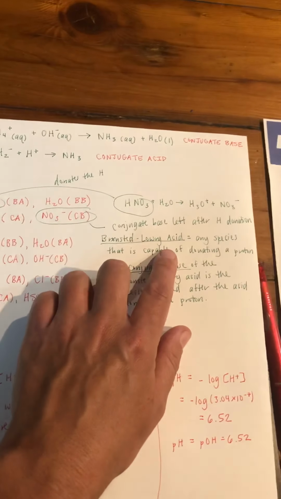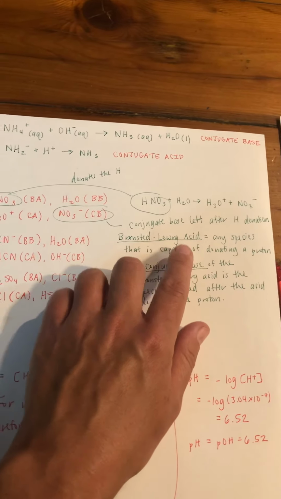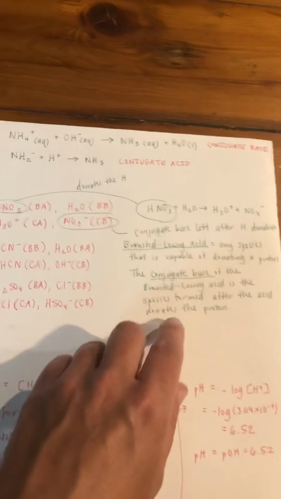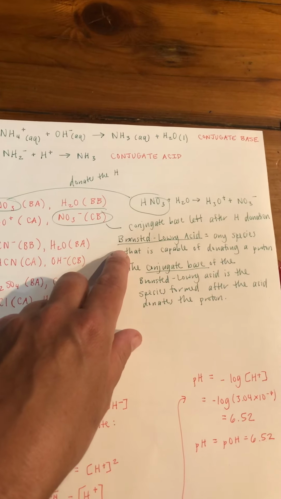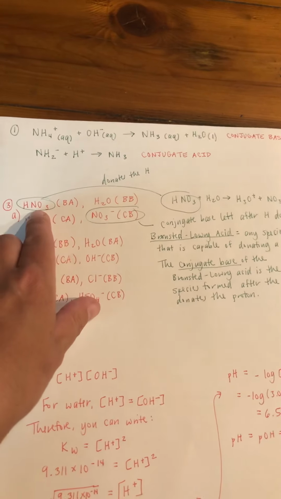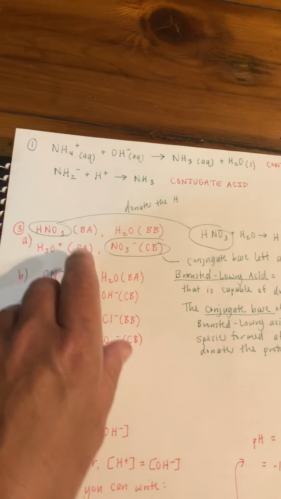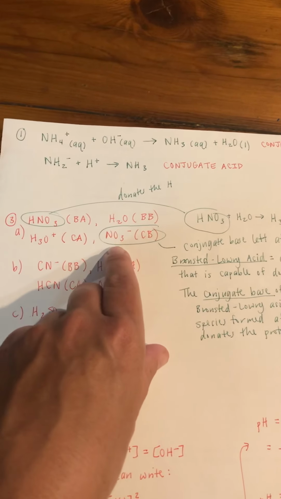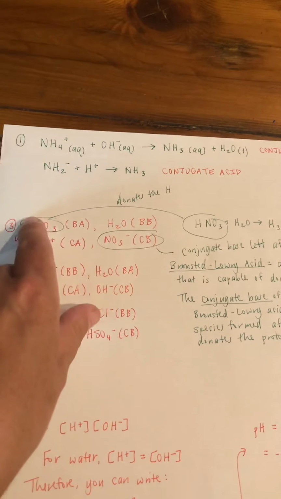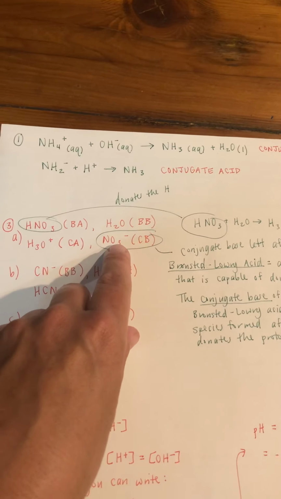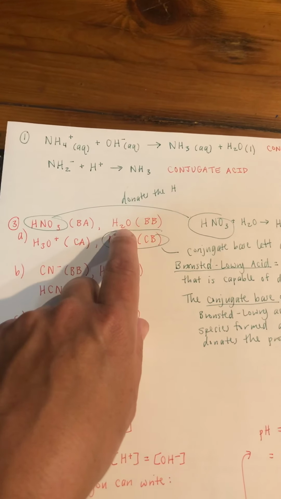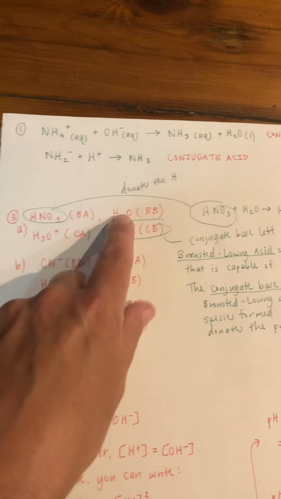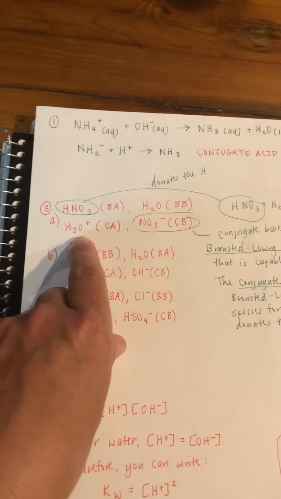The Bronsted-Lowry acid is the species that's capable of donating a proton. So which one donated the proton? The HNO3. The conjugate base of the Bronsted-Lowry acid would be the species that results when this loses an H, which becomes right here, the conjugate base. So these go together. This is the Bronsted-Lowry acid and the conjugate base. Here's the Bronsted-Lowry base, the one that accepts a hydrogen, and here's the conjugate acid, what this looks like after it takes on an H.